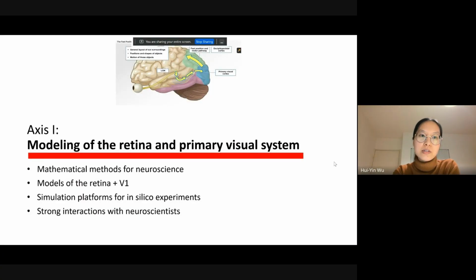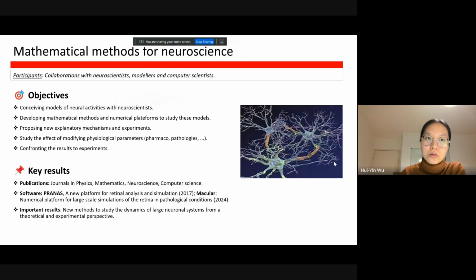The first axis is modeling of the retina and the primary visual system. This is the research area of Dr. Bruno Sissak, and it comprises 3 main projects that I'm going to talk about today. The first one is to develop mathematical models for neuroscience. The objective is to conceive models of neural activities of the visual system, to develop these mathematical methods and also numerical platforms that can be used to visualize and study these models.